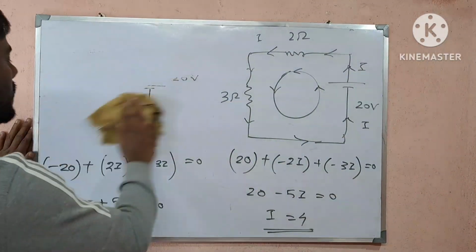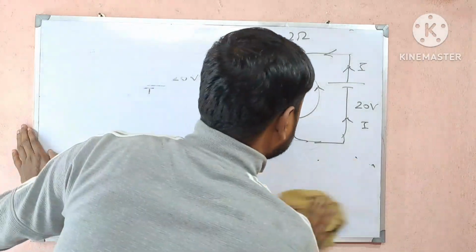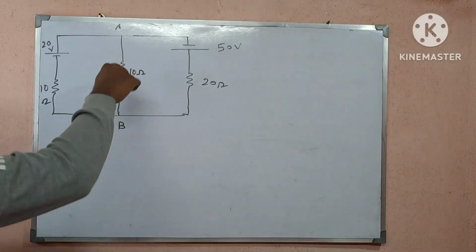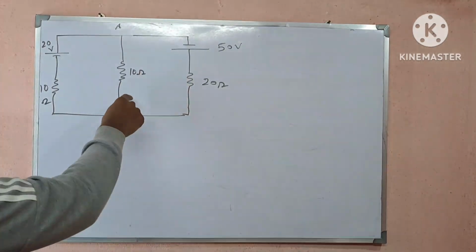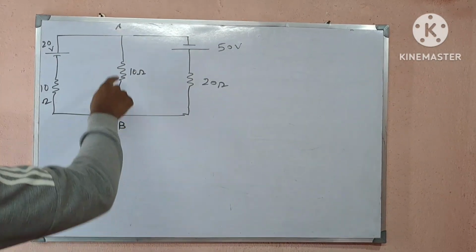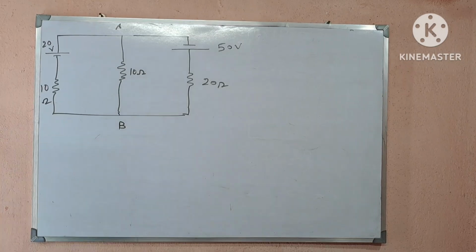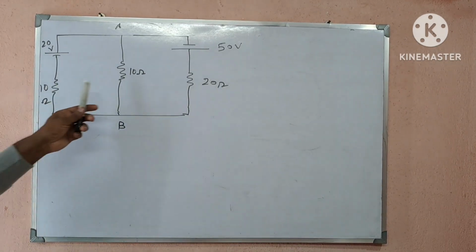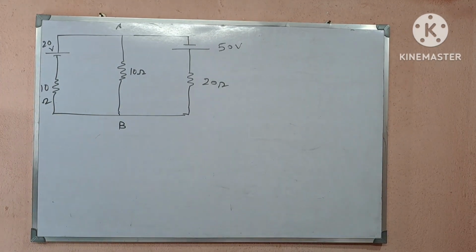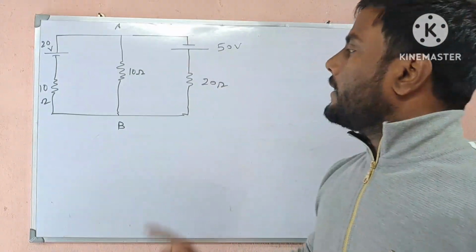Now we will solve a few more numericals on the basis of this. Let's see this circuit. Here you have to find the value of current flowing through this 10 ohm resistor which is connected between the points A and B. Okay. So how will we solve it? First, this is a closed circuit. How many loops are there? One loop, two loops. So we have to apply KVL twice. And there are two batteries.